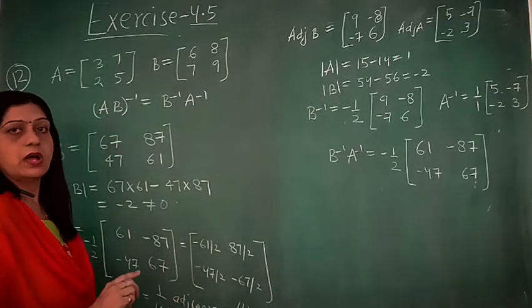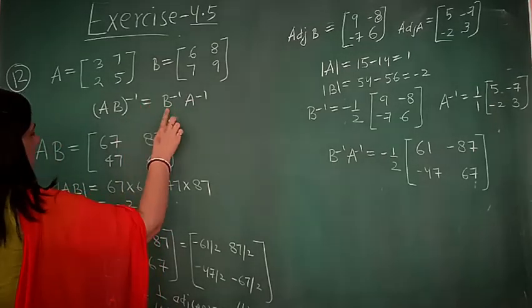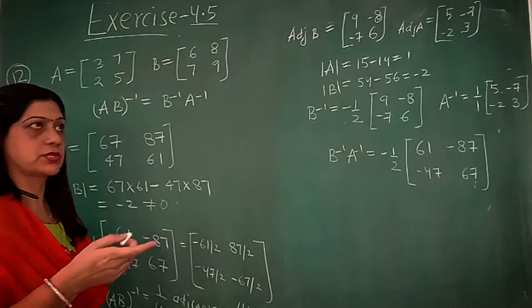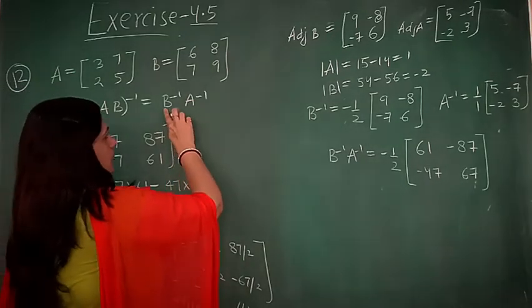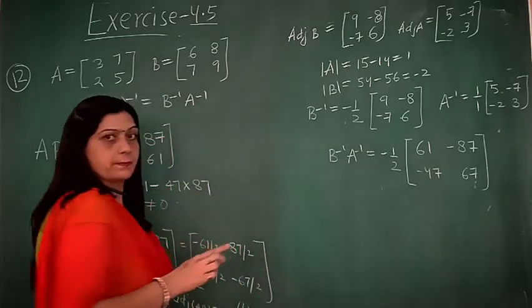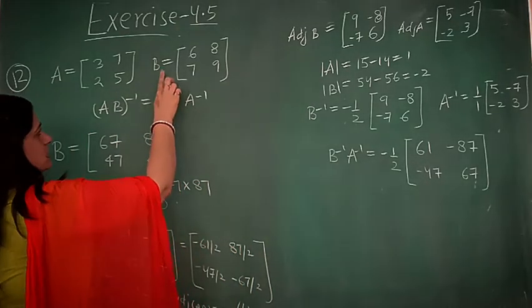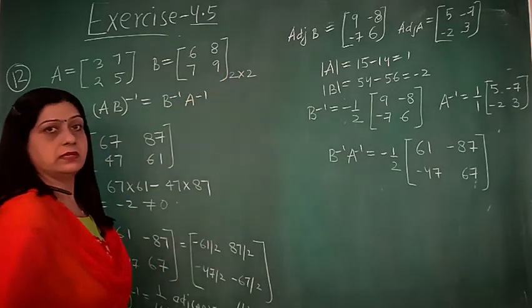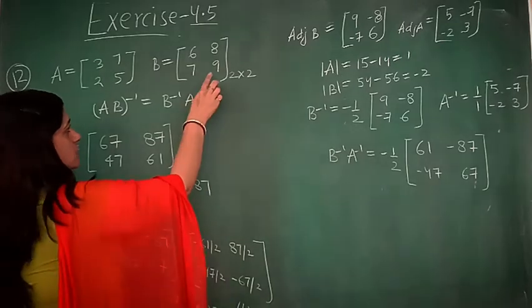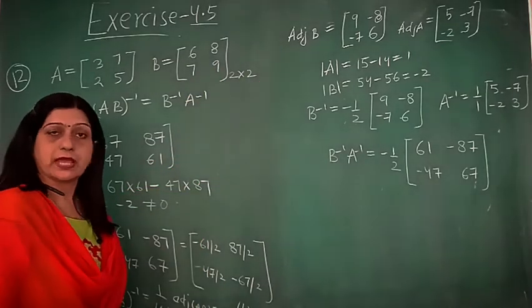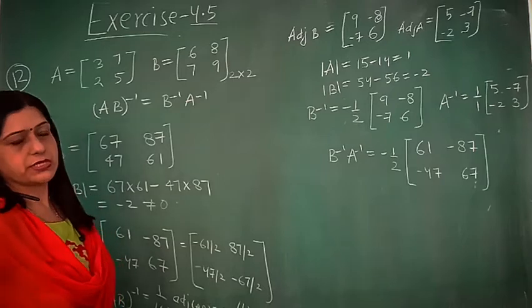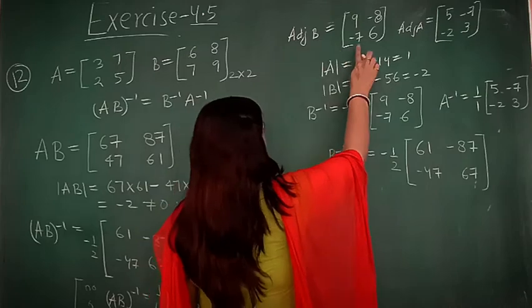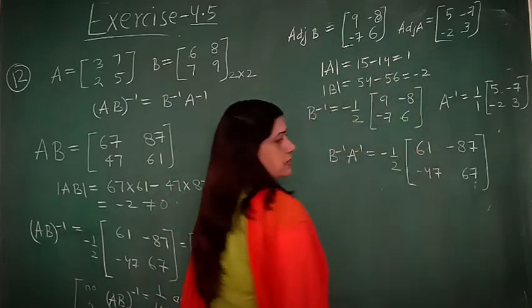Now come to the RHS. In the RHS, we have to find B inverse and A inverse and finally find their product. First of all, let us find the adjoint of B. It is a 2 cross 2 matrix, so you can directly find its adjoint by interchanging the diagonal elements and changing the signs of the non-diagonal elements. Here adjoint of B is this and adjoint of A is this.